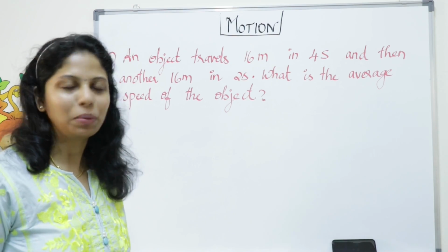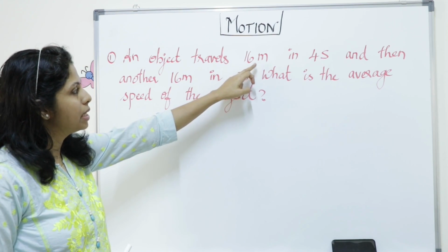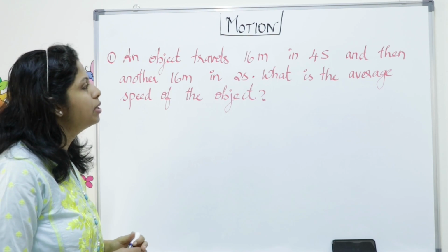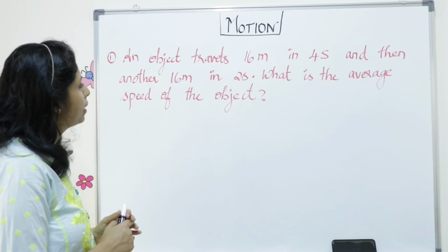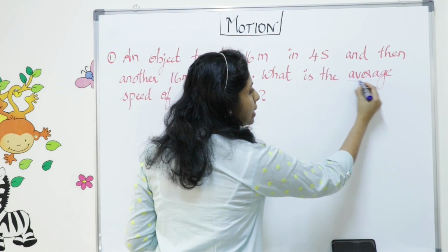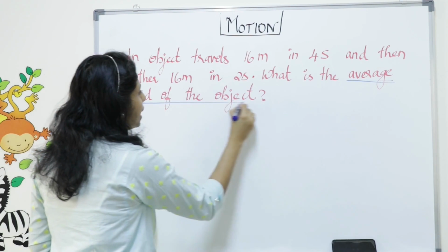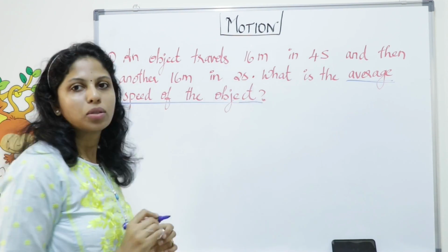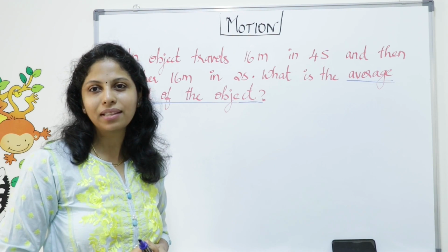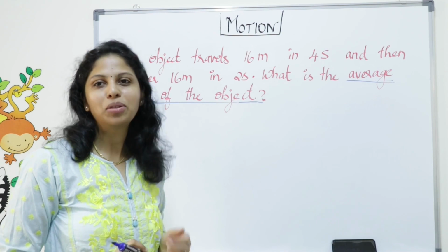Now let us see a problem. An object travels 16 meters in 4 seconds and then another 16 meters in 2 seconds. What is the average speed of the object? So what are they asking? They are asking the average speed of the object. So now you should know the formula to calculate the average speed of the object. Yeah, the average speed is equal to total distance by total time.